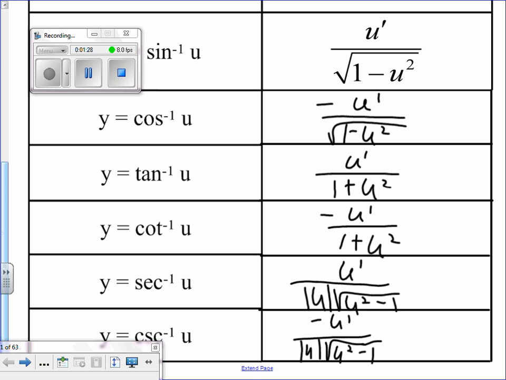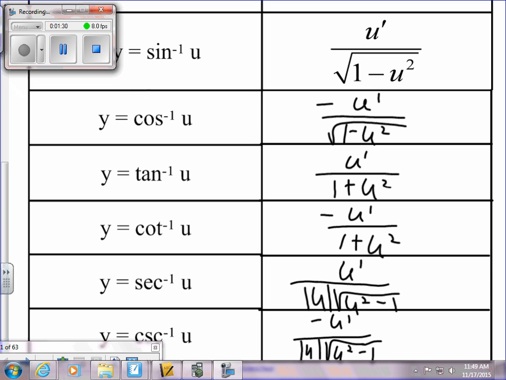So remember all the co-inverse trig functions, when we looked at the graphs, they were all decreasing. They all had negative derivatives. And all the other ones, inverse sine, inverse tan, inverse secant, had graphs that were always increasing. Their derivatives were always positive. So is this too bad? Can we handle this?